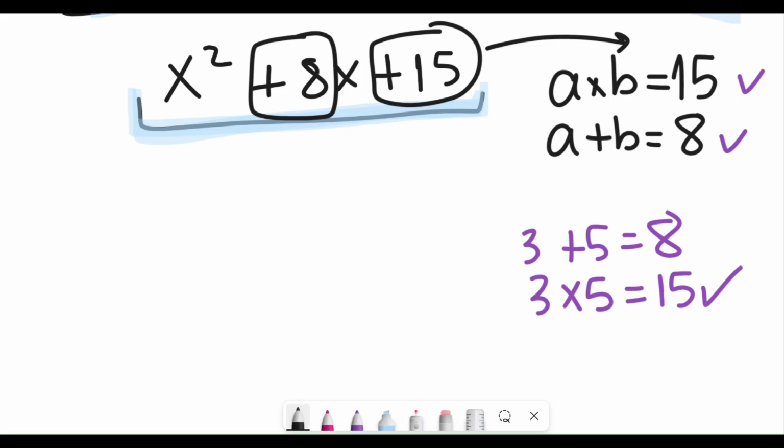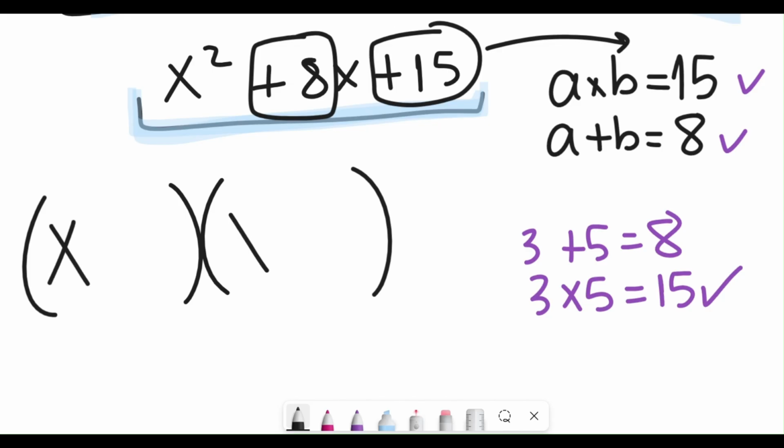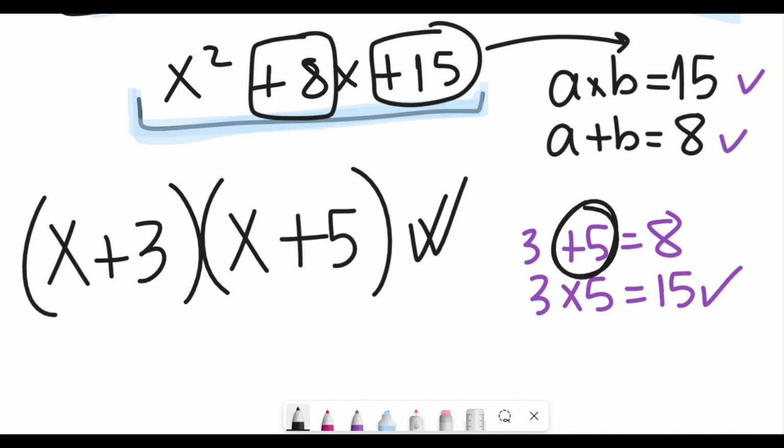Now the thing is, there is a short way to do this and a long way to do this. Short way is x and x. What is our first solution? 3. So we copy positive 3. What's our second solution? 5. So we copy positive 5. That's it. We are done.